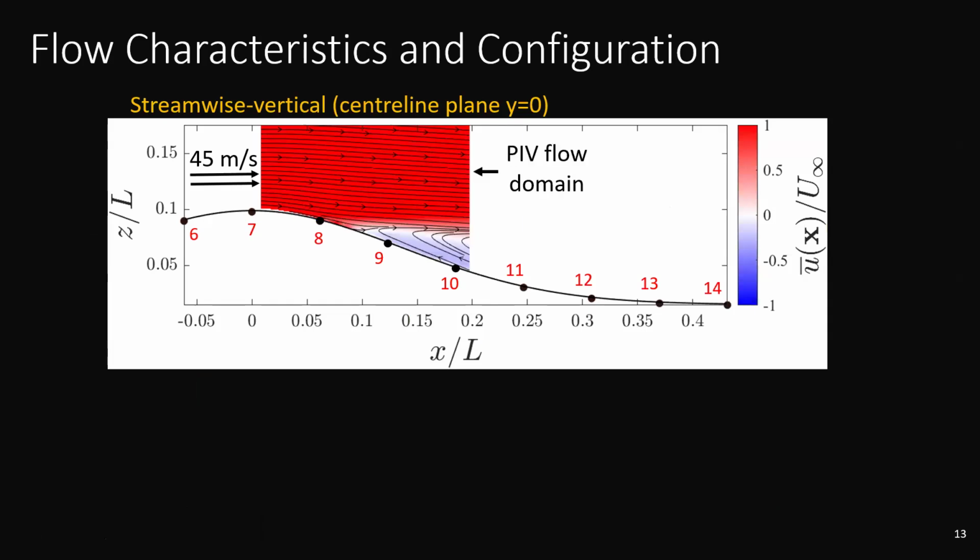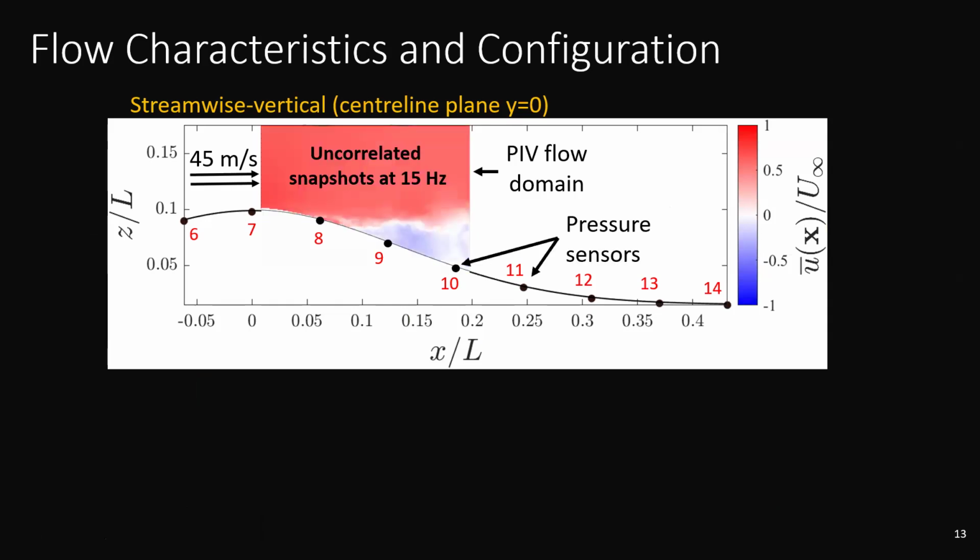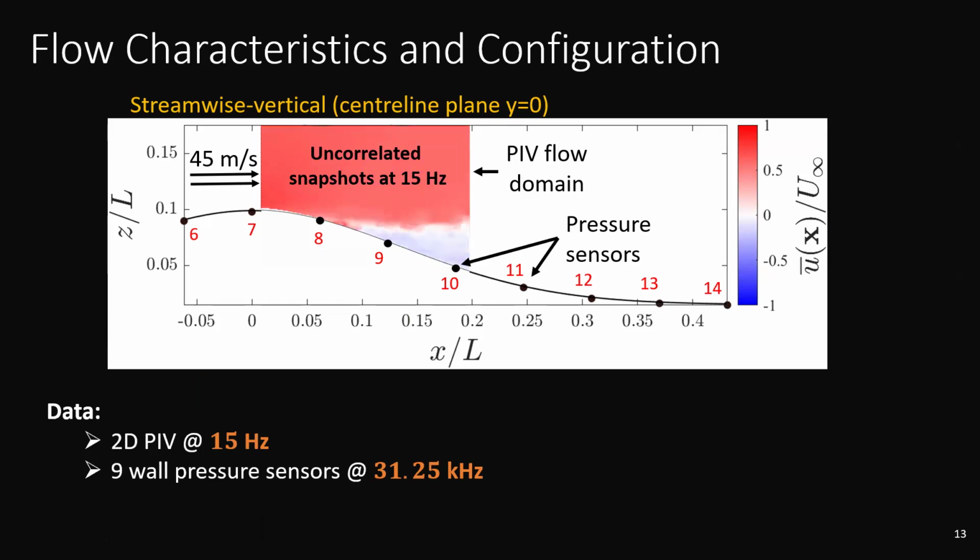Here's the PIV flow domain, and the black dots are the pressure sensors. And this is the raw PIV image that you would see at 15 hertz. It's completely uncorrelated. The data that I have is 2-dimensional, 2-component PIV, sampled at 15 hertz, and this is synchronized with the 9 wall pressure sensors at 31,000 hertz. So it's a few orders of magnitude difference, and we synchronize it using a laser's pulsing mechanism.